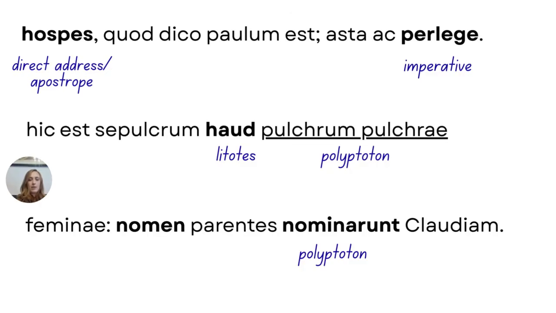We see that backed up with the imperatives. Asta, perlege, stand still, and read it through properly. Okay, so the impression we're getting is somebody's going to be a passerby.